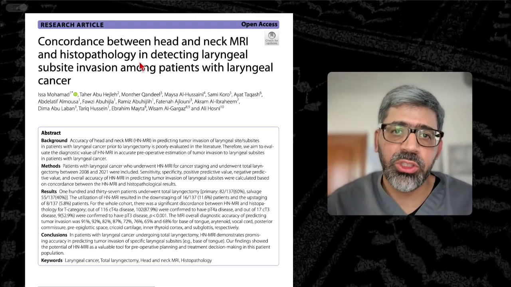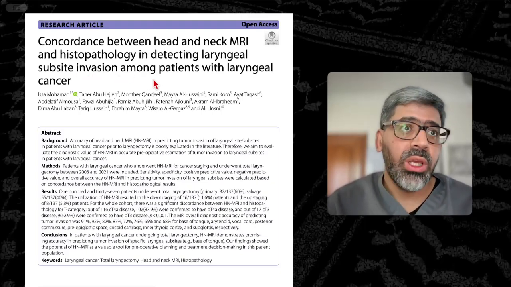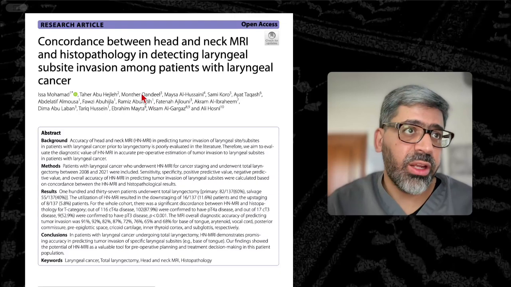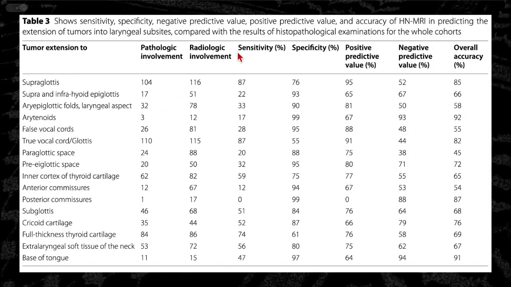These last two cases are from our recently published article looking at the concordance between head and neck MRI and pathology in detecting laryngeal subsite invasion among patients who underwent primary or salvage laryngectomy. We looked at 137 cases, and we looked at each subsite and looked at sensitivity and specificity and the positive and negative predictive values for each subsite. And the results are promising with relatively good concordance, but with variation from one subsite to another.